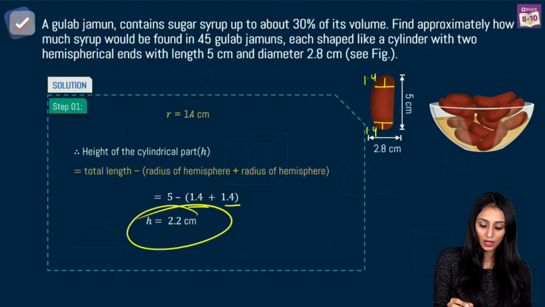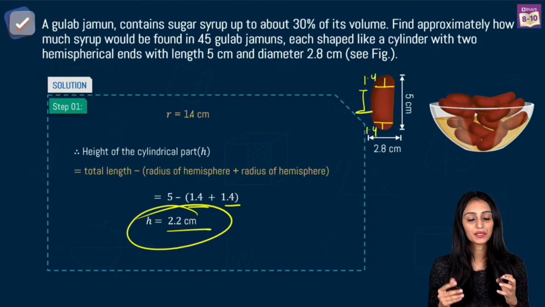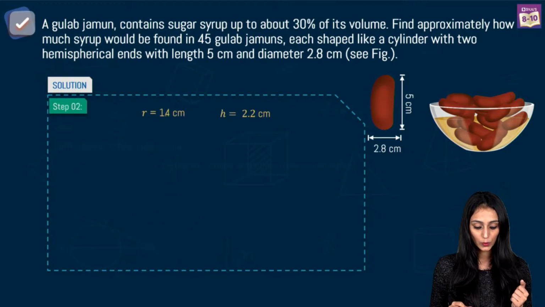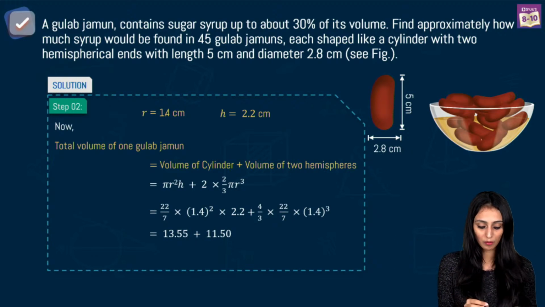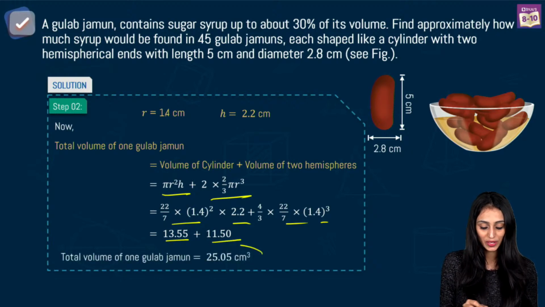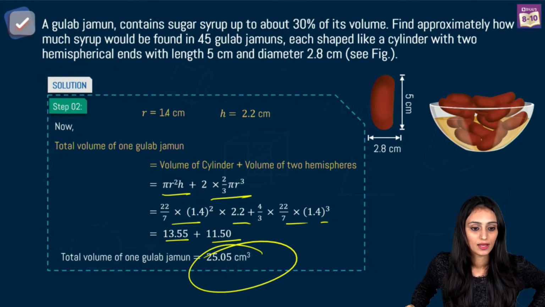So now you have the height for the cylindrical part. That's 2.2. We need that, right? Because I need to find out the volume of the cylinder. So what you will do is volume of cylinder plus volume of two hemispheres. Simply put all the formulas, right? And put the values here. All the values. You get 13.55 plus 11.50, 25.05 centimeter cube. Yes, Kushal. All right. Sonali, clear?